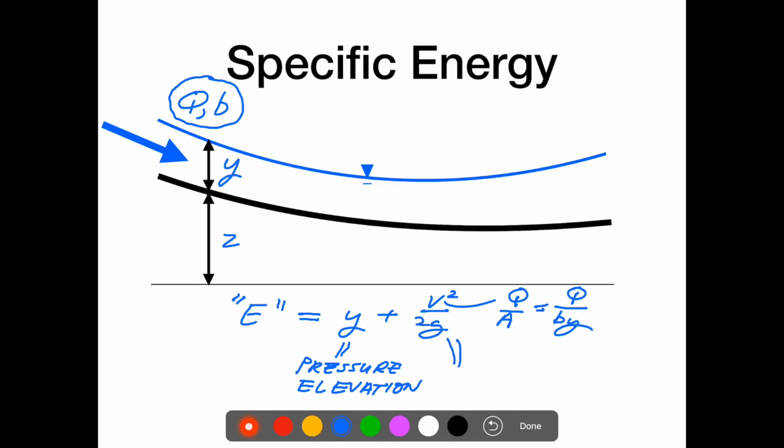The other term, of course, is kinetic energy. That's pretty familiar from the Bernoulli equation, right? V squared over 2g. The units of this energy are like head, so it's either in feet or meters depending on your unit system. That's the definition of specific energy.